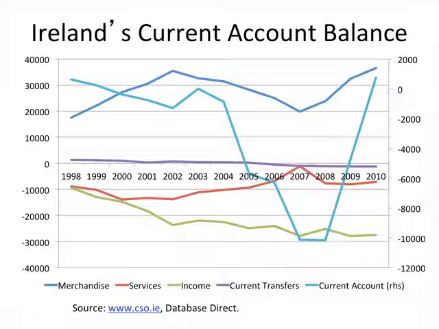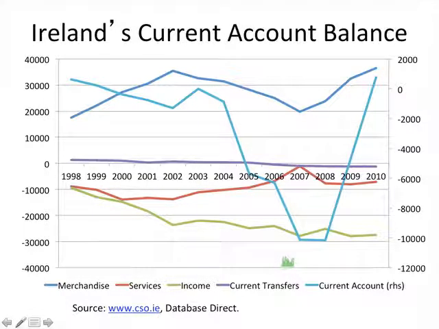This blue line is merchandise. So this is us selling stuff to the world. It's positive. This red line is negative: services. We're sucking money out of the economy. And this thing here is negative. Income's going away. And so what you end up with is this vast decrease in our current account.